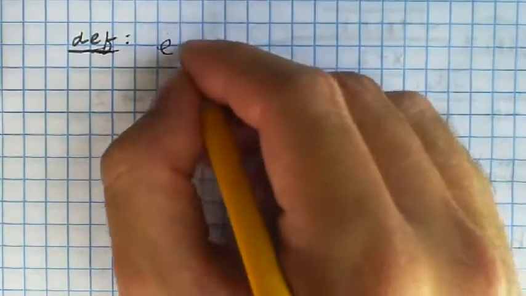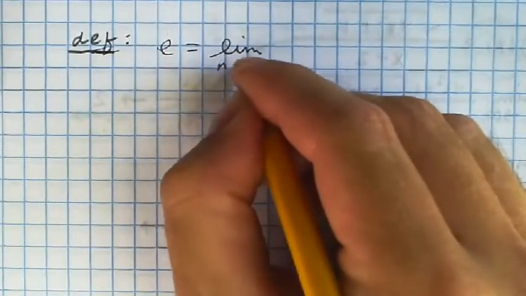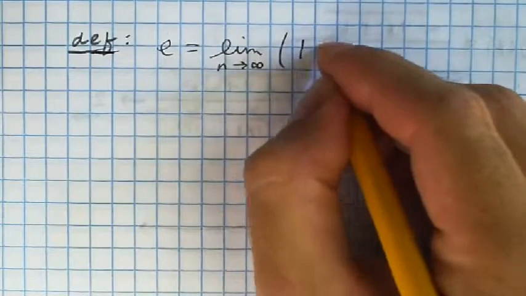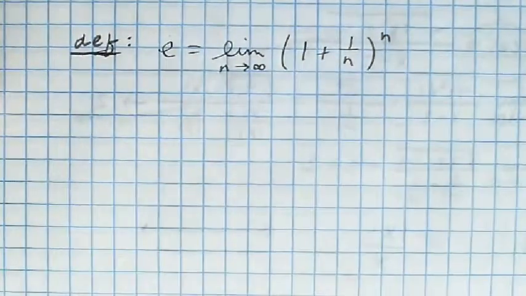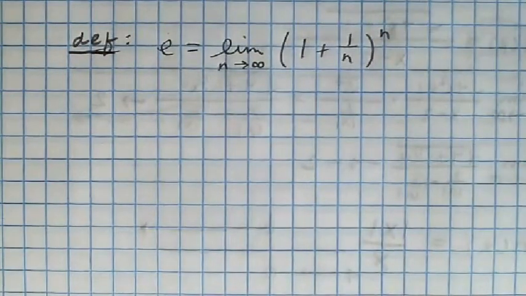But I'm going to define this as the limit as n goes to infinity of 1 plus 1 over n to the nth power. And I'm not going to prove this for you, it's a definition.